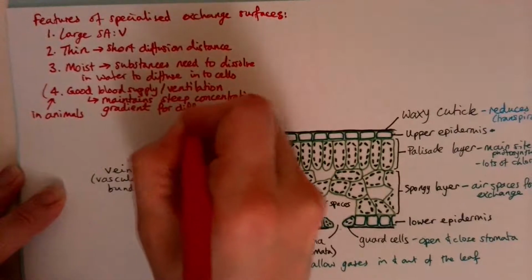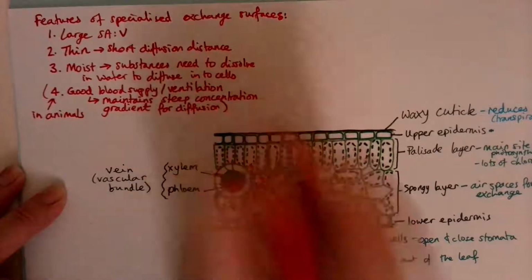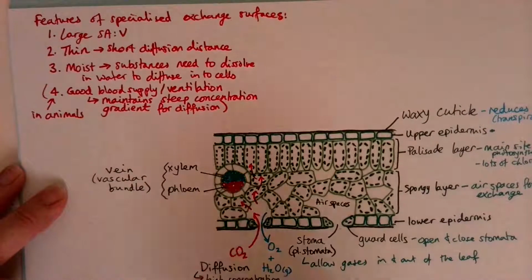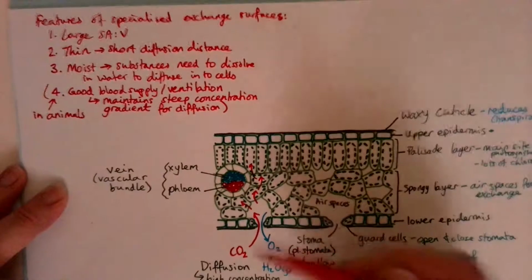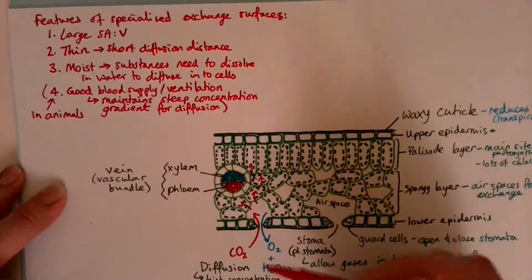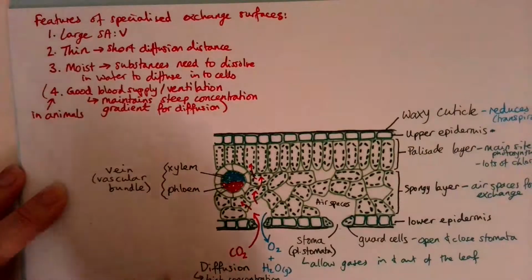But this is something plants don't do. They don't have a blood supply. They do have transport tissues, but it's not quite the same. It's passive. And they don't breathe. They don't ventilate these air spaces. This is passive diffusion in and out. So don't ever talk about plants breathing.